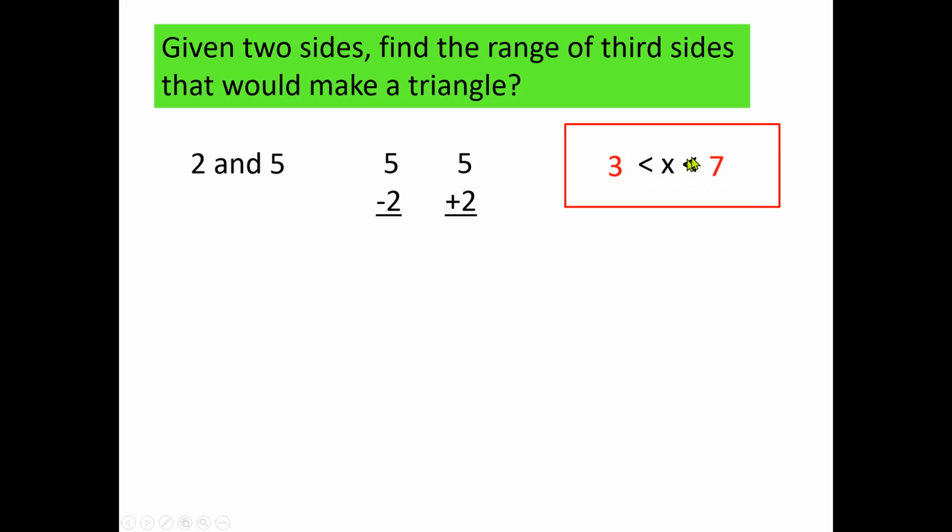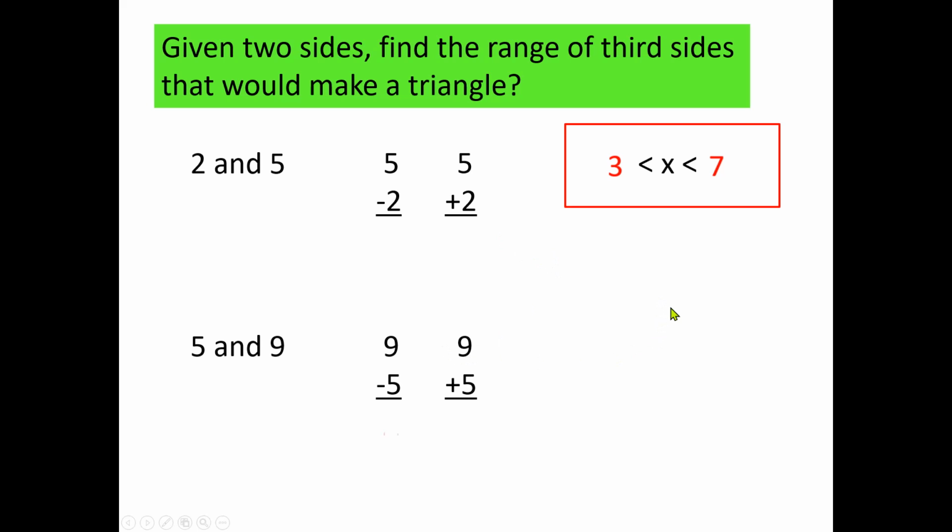So all the numbers in between 3 and 7 are good, like 4, 5, and 6, 3.2, 6.7. All those are good numbers for a third side for 2 and 5. Okay, but 3 is not good, and 7 is not good either. So all the numbers between 3 and 7 are good for the third side if 2 and 5 were the sides.